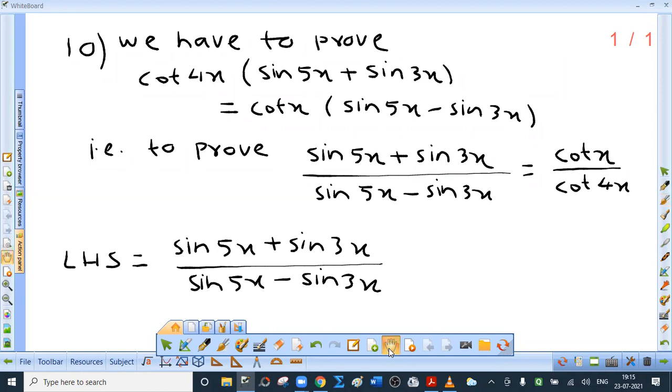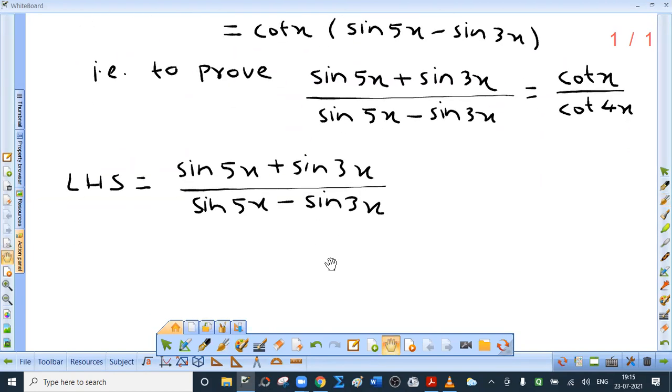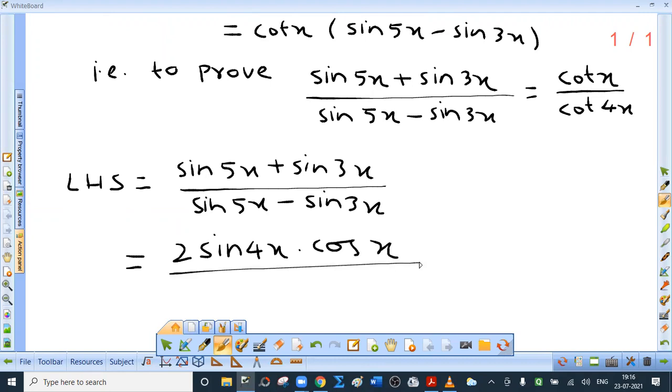Now begin with LHS. Apply sin c plus sin d formula. It is 2 sin of 5x plus 3x upon 2. If asked in exam, it is better that you show the step. Here I am writing directly 2 sin 4x into cos of c minus d upon 2, that is cos x, upon, in the denominator, 2 cos 4x into sin x.